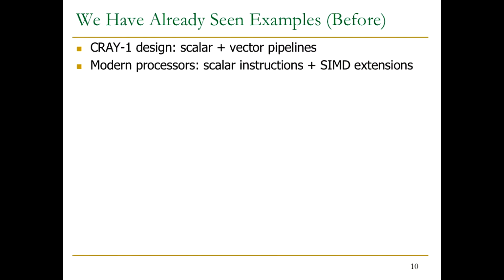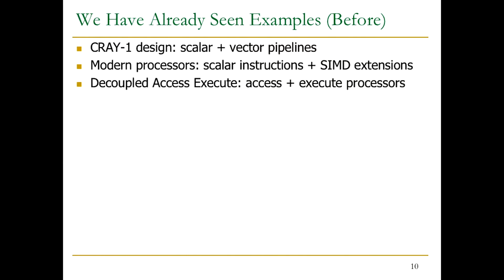Modern processors have scalar instructions and SIMD extensions. Intel AVX is an example, right? We haven't seen this, but if you took digital circuits, we covered decoupled access execute. Instead of having a single processor that does both access and execute, you decouple them. One is specialized for doing memory access, the other is specialized for execution. And then you feed data between them, and you have FIFO queues through which they communicate. That's a specialization within the core.